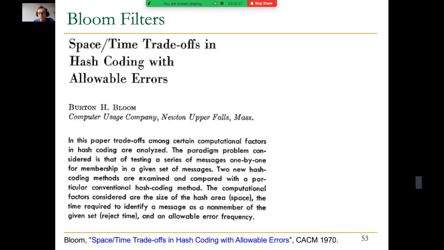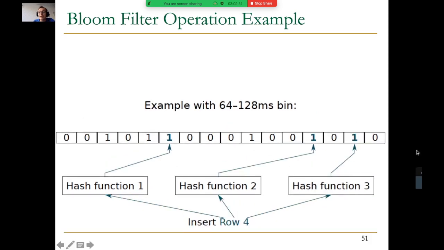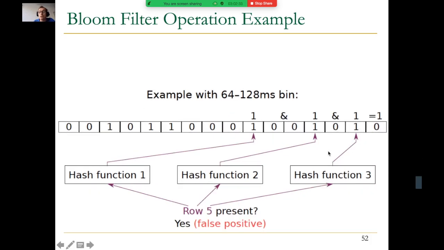Let's go back. These bits were set by row 4 and row 1 together. But unfortunately, row 5 was never inserted, but we have a false positive. As a result, unfortunately, the Bloom filter says we should refresh row 5 every 64 milliseconds. But this is not bad because we refresh row 5 more frequently. Okay, it's bad in terms of energy, but it's not bad in terms of correctness.